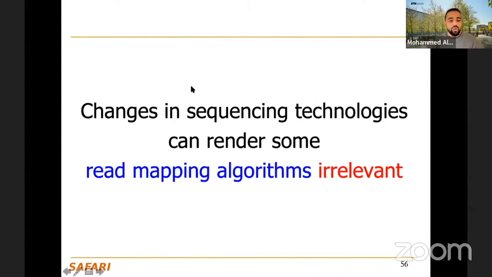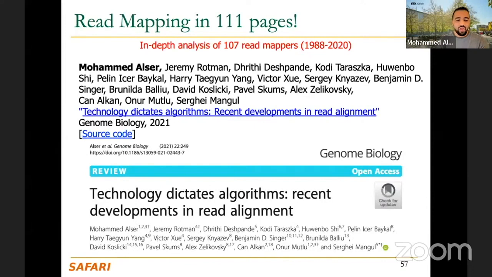So we observe that whenever we have a new technique, most of the algorithms that were used to process the data coming from the previous technology will get outdated directly or become irrelevant because the technology is different, and then you need to exploit some characteristics of these technologies to do the sequencing or the analysis quickly and accurately. So whenever we have a new technology, it directly dictates the algorithm and makes the old ones irrelevant. And this is what we observe in our recent work called Technology Dictates Algorithm.